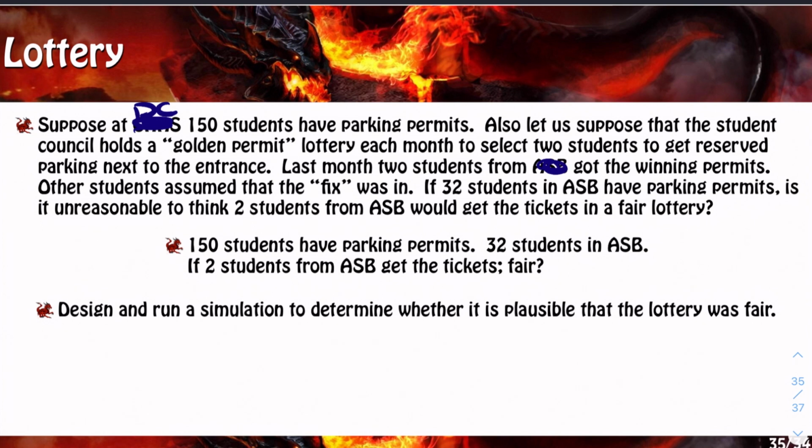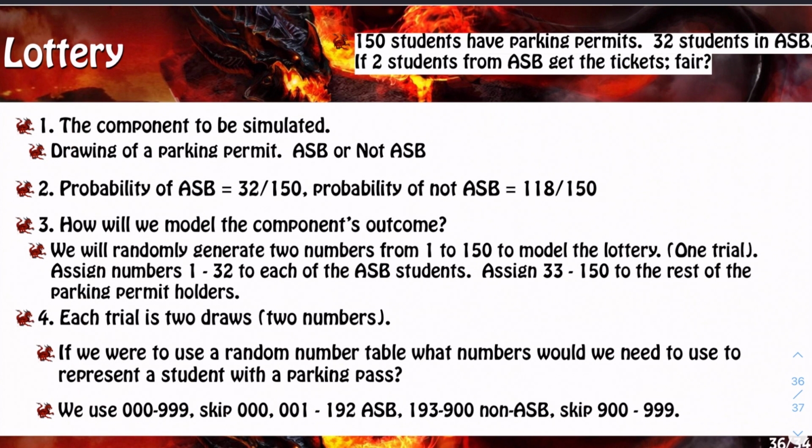If 32 students in student council have parking permits, is it unreasonable to think 2 students from student council would get the ticket in a fair lottery? So think through this, because then we could run a simulation to see how unlikely this is. We have 150 students with parking permits. 32 are in student council. If 2 students from student council get the tickets, is that fair? That's the question. So how do we design and run a simulation to determine if this is plausible?